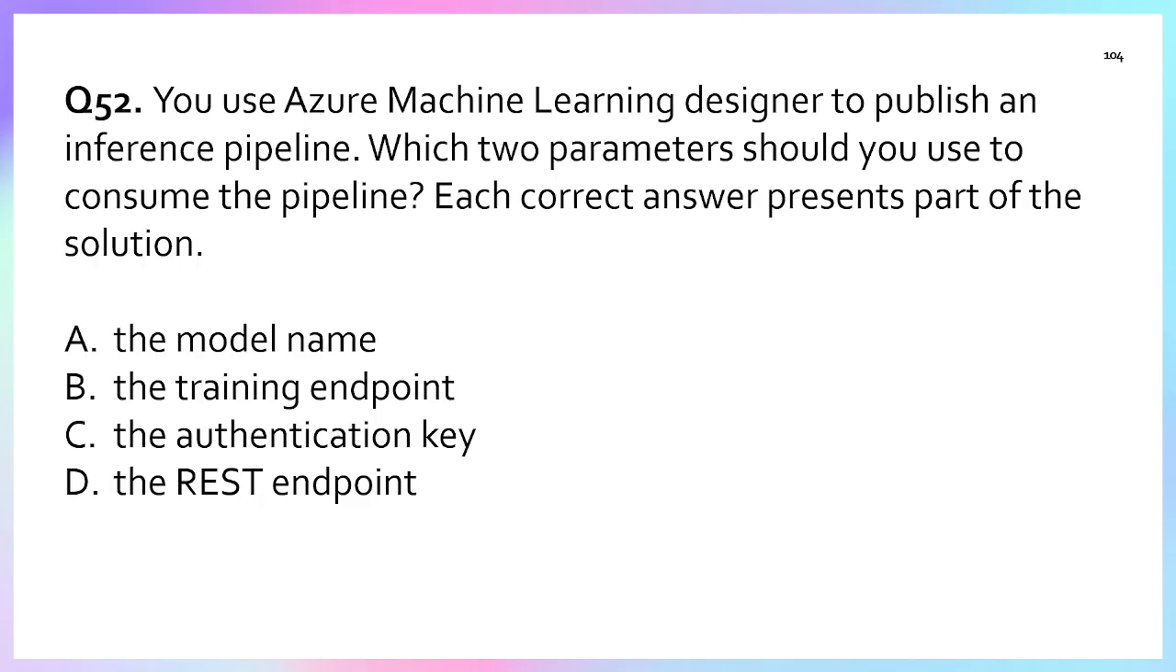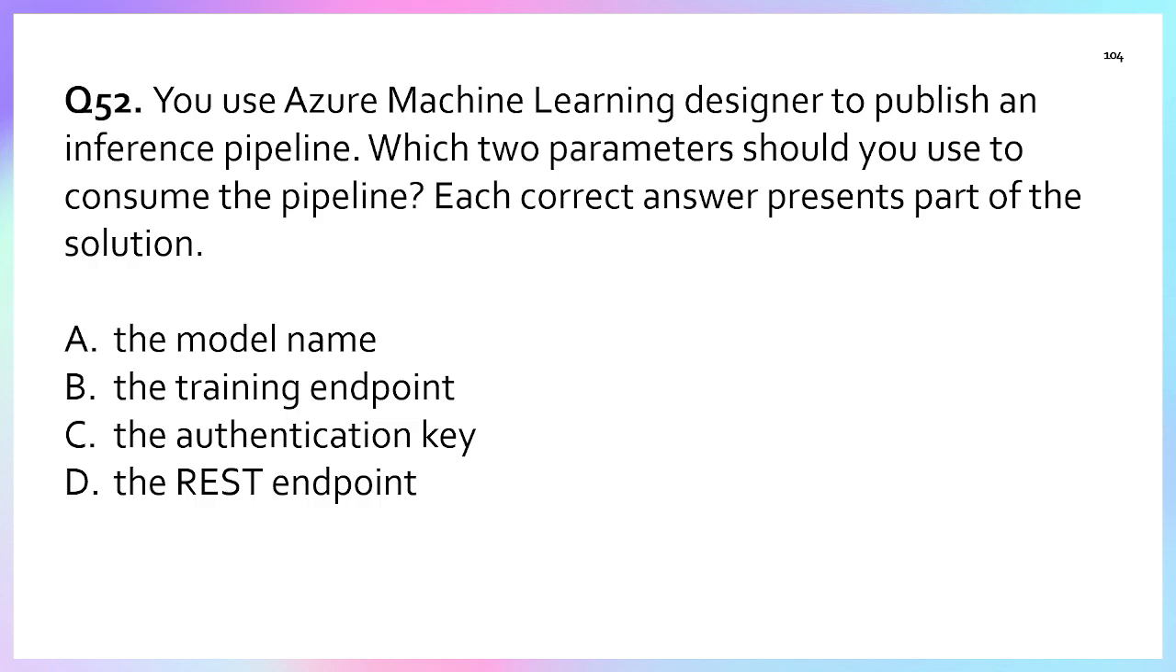Question number 52. You use Azure Machine Learning Designer to publish an inference pipeline. Which two parameters should you use to consume the pipeline? Each correct answer presents part of the solution. So what is the question asked? We have an Azure Machine Learning Designer and you need to publish the inference pipeline. So what parameters do we use? During the publish, what is required?